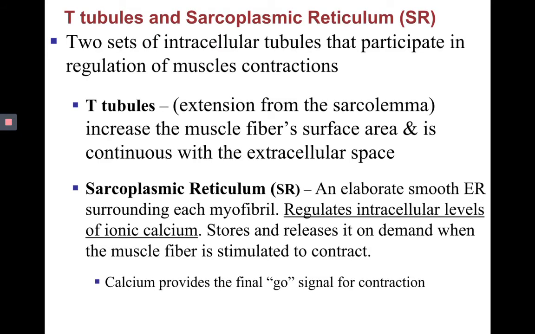Alright, so before we go into the T-tubules and sarcoplasmic reticulum, let's review the myofibrils. Inside myofibrils are myofilaments. Myofibrils contain units called sarcomeres. Sarcomeres are the smallest units of contraction. It is because of the repeating units and arrangement of the myofilaments in a myofibril that we see striations.